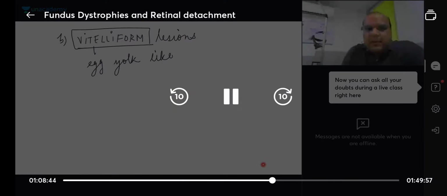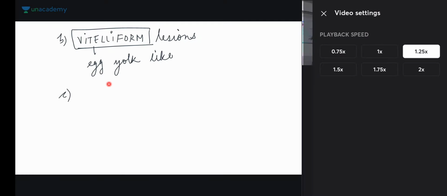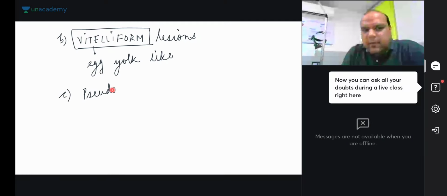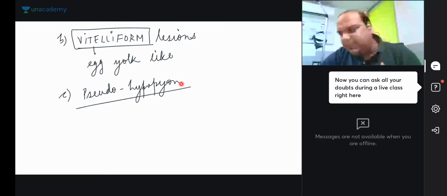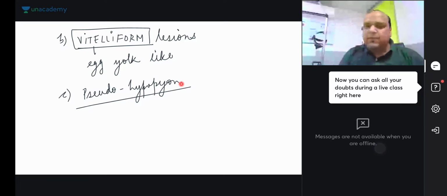Okay, guys. Now, the third sign, everybody, after vitelliform lesions, which is egg yolk-like, is known as pseudohypopyon. So again, I discussed hypopyon, I think twice already in my lectures. So what is hypopyon? Hypopyon is collection of pus in the anterior chamber. But here pus is not collecting. This is not an infected lesion. There will be something which will collect in the anterior chamber, which will look like pus, but will actually not be pus. Okay, everybody.